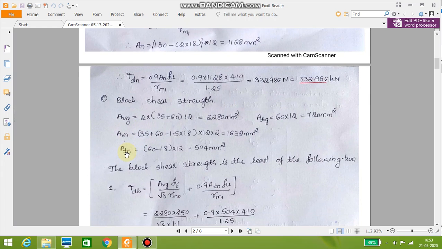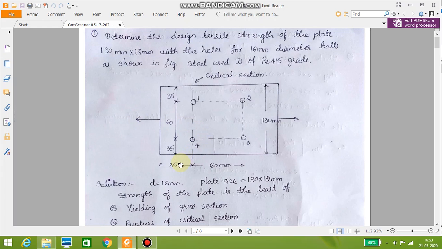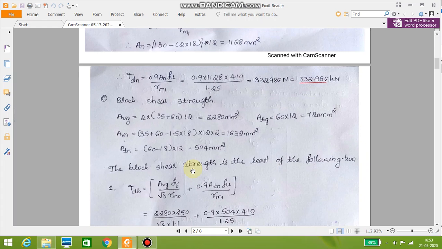In this case of block shear strength, we have to calculate many areas. One is AVG, then I have to calculate AVN, the net sectional area, then ATG, and also the net area ATN. So AVG equals 2 into 35 plus 60 into the thickness, that is 2280.